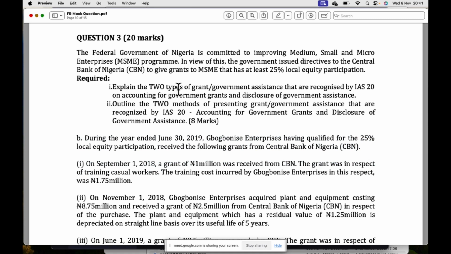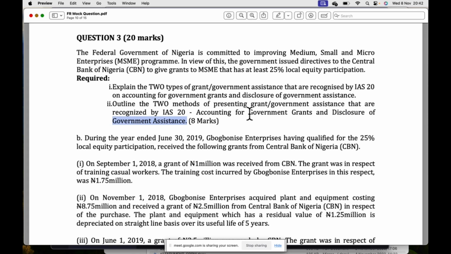Now, nobody is going to ask you the definition of government grant or definition of government assistance, even though that is what we want to look at. So our focus here is how do you account for government grants and how do you disclose the government assistance.